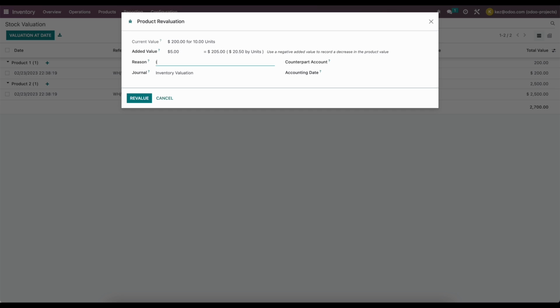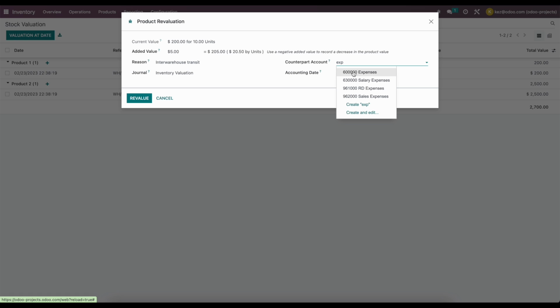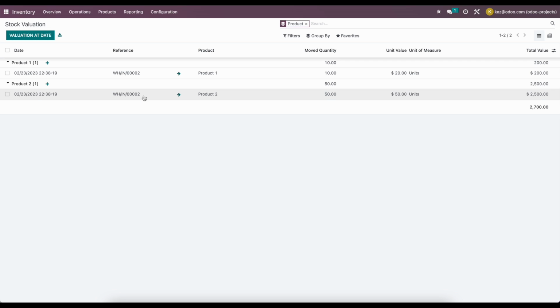Now we can say inter-warehouse transit. We're going to put it in our inventory valuation journal, and we need to give it an accounting date as well as a counterpart account. So for this specific example, if we were trying to recognize our shipping fees as some value in our inventory, then we want to use that shipping fees account. We just have our general expense account here, so I don't have a shipping fees account, but ideally you may have one, so I'll just use expenses here. We're just going to decrease our expenses and increase our stock valuation account. So we can click revalue.